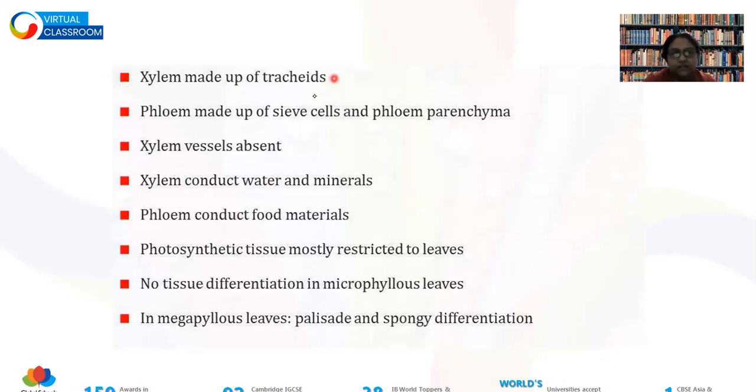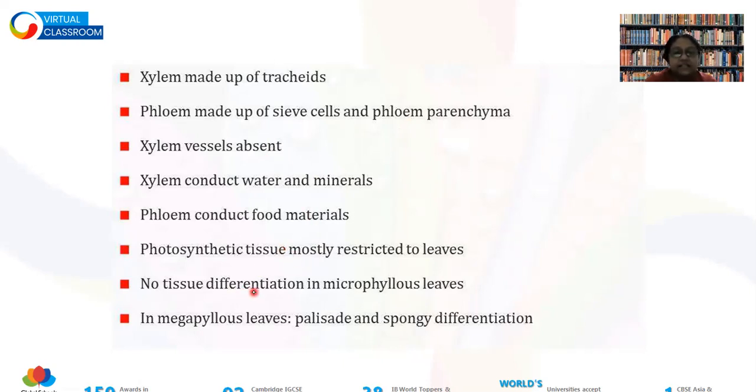Xylem, we do not have trachea, so it is majorly made up of tracheids, and vessel, that is trachea, is absent. And phloem is made up of sieve cell, phloem parenchyma, companion cell is absent. And this is known to all of us that xylem conducts the water and phloem conducts the food.